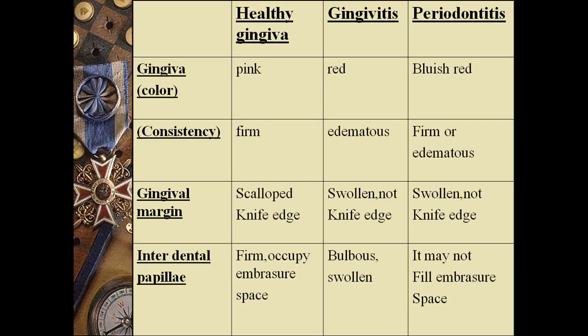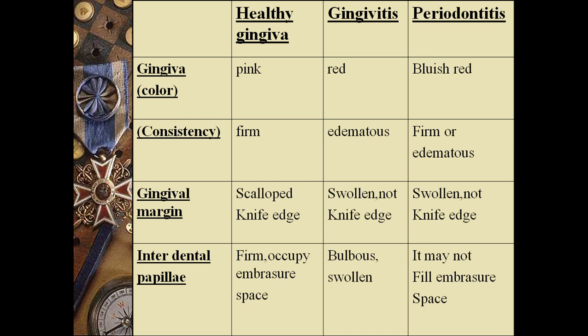Now let's have a look at how to tabulate the differences between healthy gingiva, gingivitis and periodontitis. Healthy gingiva color will be pink, gingivitis red, periodontitis bluish red. Consistency: in healthy, firm; gingivitis, edematous; periodontitis, firm or edematous. Gingival margin: scalloped, knife edge in healthy condition. In gingivitis, swollen and not knife edge, depending upon the condition. In periodontitis, it is not knife edge because of the inflammation that is there.